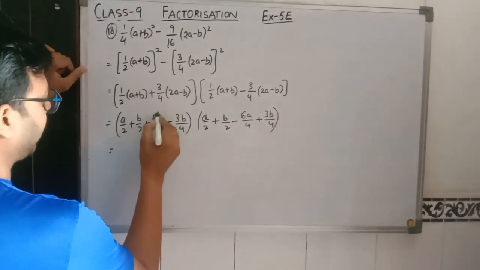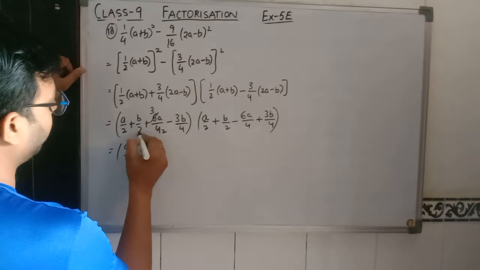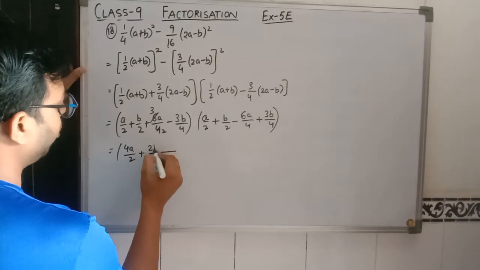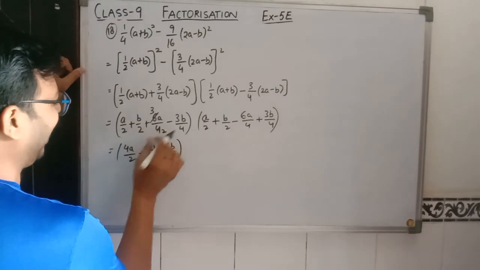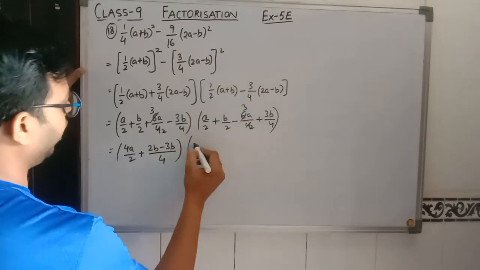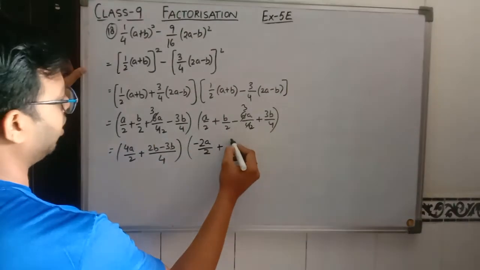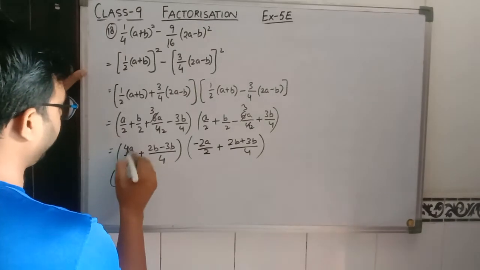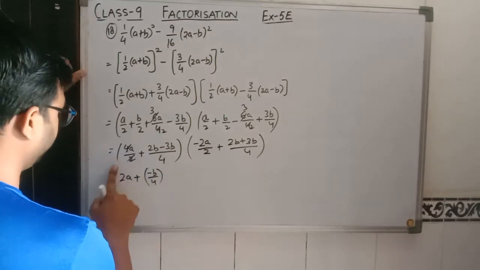Now this can be written as 3/2, so 3a/2 and a/2. It will become 4a/2 and positive b/2, and it can be written with LCM 4, so 2b minus 3b. In this way, we are solving the b terms together and the a terms together. Similarly, in this one, 3a upon 2, it will become minus 2a upon 2, and because both are positive, 2b plus 3b upon 4. Now it will become 2a plus minus b upon 4.